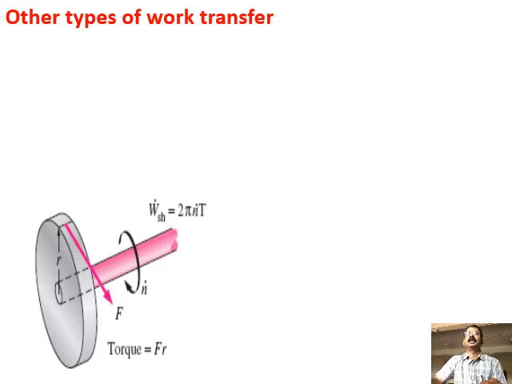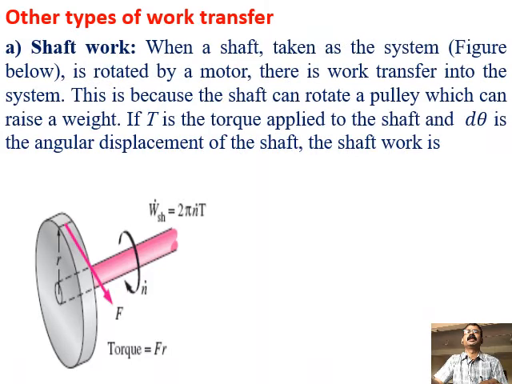Now coming to the various types of work transfer. So let us discuss the shaft work first. When a shaft is taken as a system, you can see the figure below. So here the shaft is considered as a system. You can see a shaft is rotating at a speed n, rotated by a motor. So there is work transfer into the system.